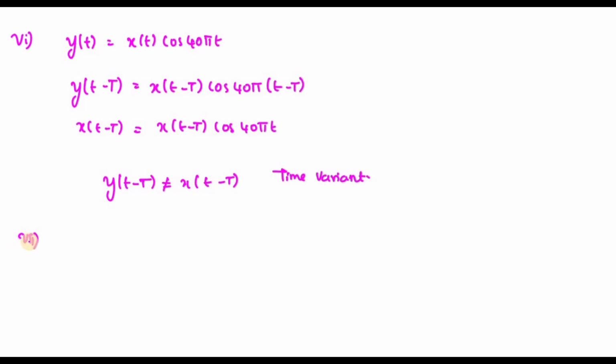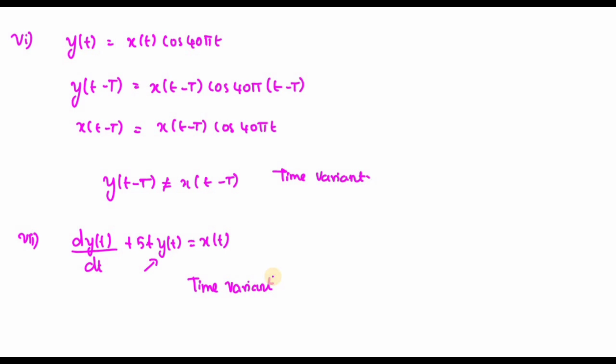So let us go to another problem. Suppose the equation is dy(t)/dt plus phi(t) y(t) is equal to x(t). Since in y(t) I have a t term, this is nothing but time variant.